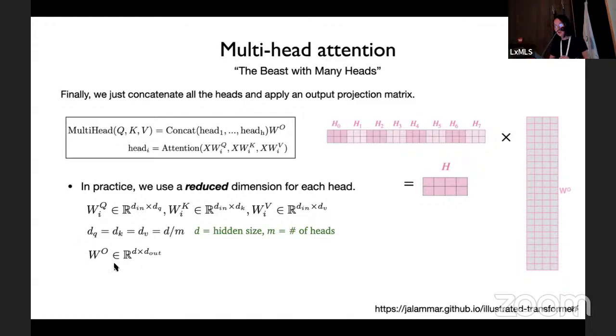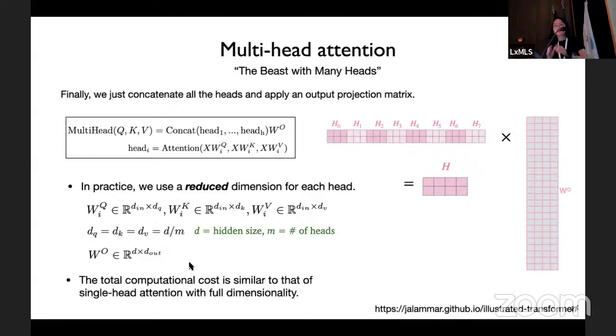And finally, WO, the projection output matrix, should be D by D out. So this essentially gives you multiple heads, and you calculate the representation M times. But the total computational cost should be similar to a single head attention with full dimensionality.